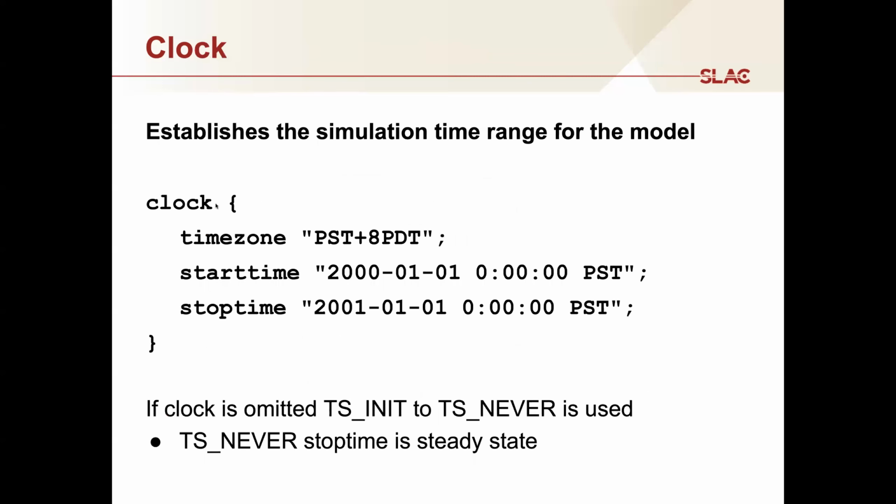So here's a clock definition. This is almost always how it will look. You'll specify the time zone, and you'll specify the start time and the end time of the simulation. And as I said, if you specify never as the time, then the stop time is simply the next steady state, which may or may not ever occur. If the simulation never reaches steady state, it will literally run until the clock runs out, which is at 2999. But that's hard to do, actually. It can be done, but it's not that easy to do.